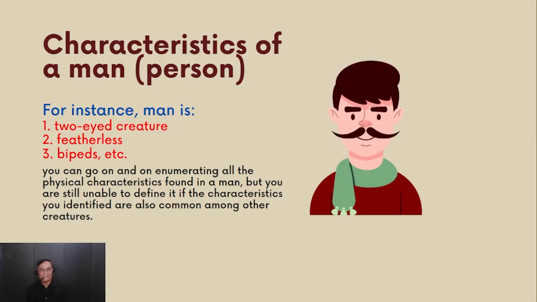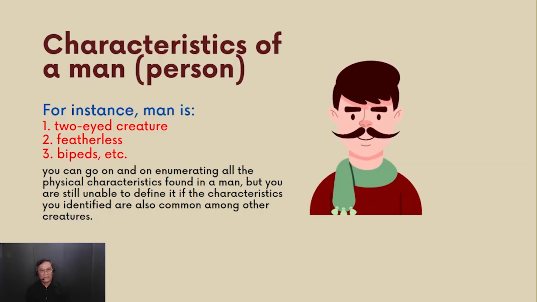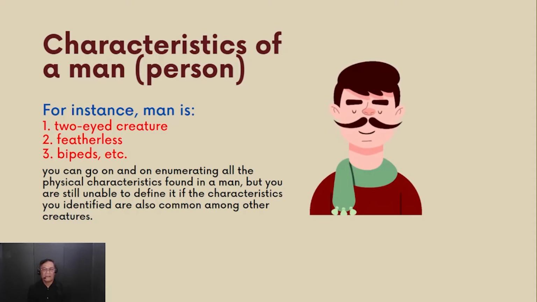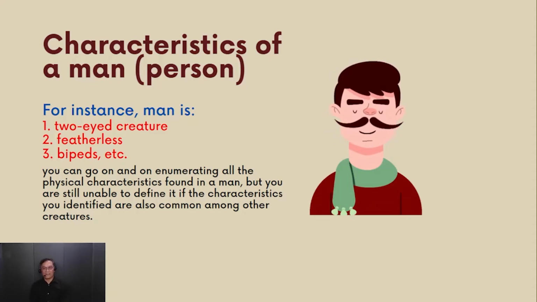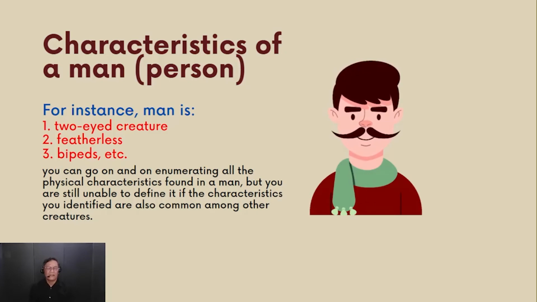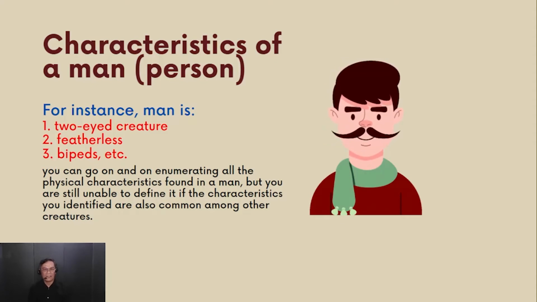But of course, I have probing questions for Sophie. By saying that man is a two-eyed creature, do you think Sophie is able to define already what man is? Well, according to my own observation, looking at many creatures, most of them have 2 eyes. Because that characteristic is also found among other creatures, I think Sophie is not yet defining what man is. So she is a failure on that aspect.